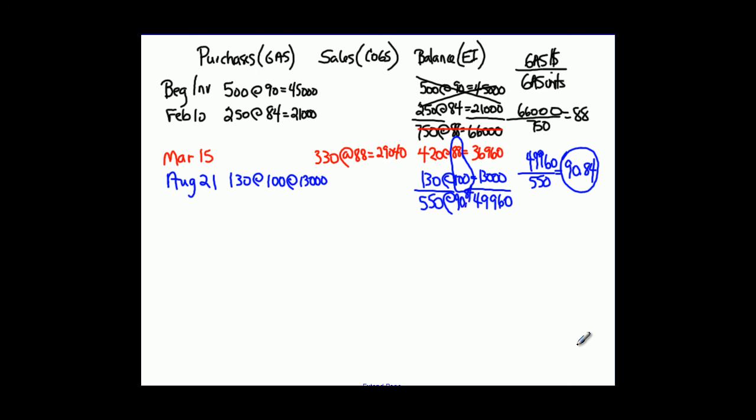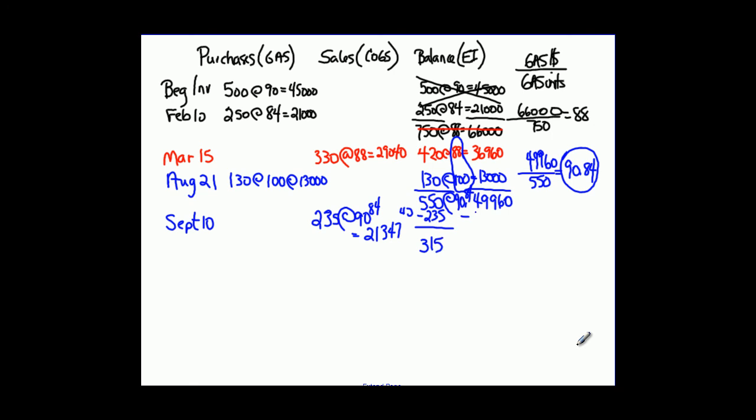On September the 10th, we have a new sale. We're going to sell 235 units. They have a price of $90.84 to give us a cost of $21,347.40. We're going to subtract the 235 from the 550, and we're left with 315 units.